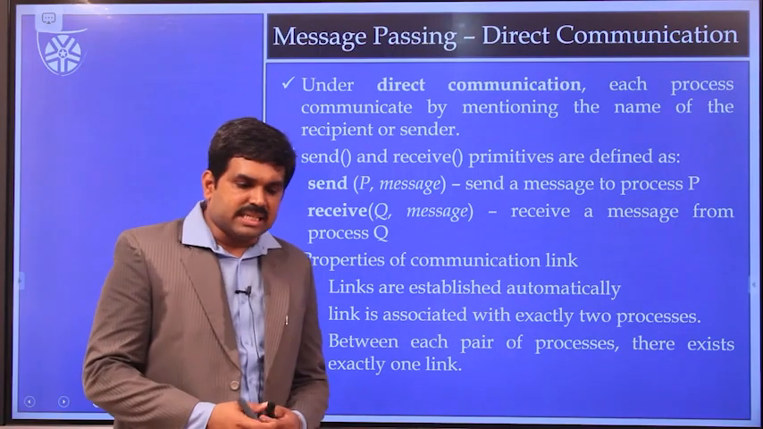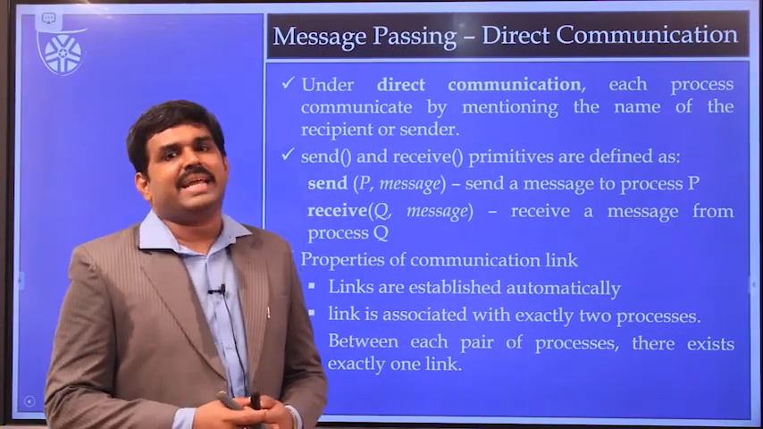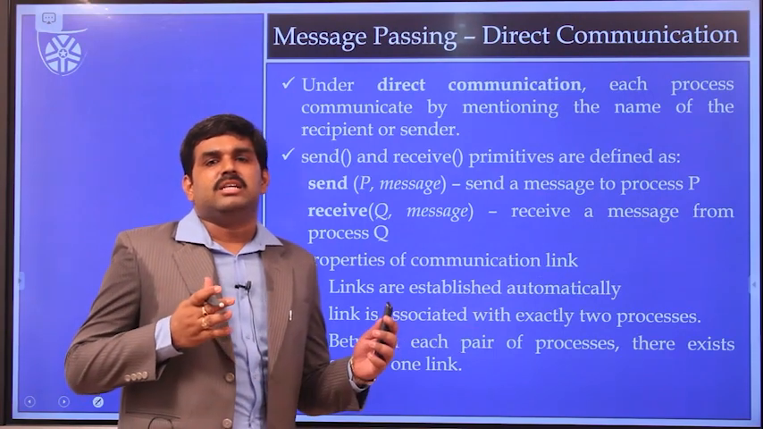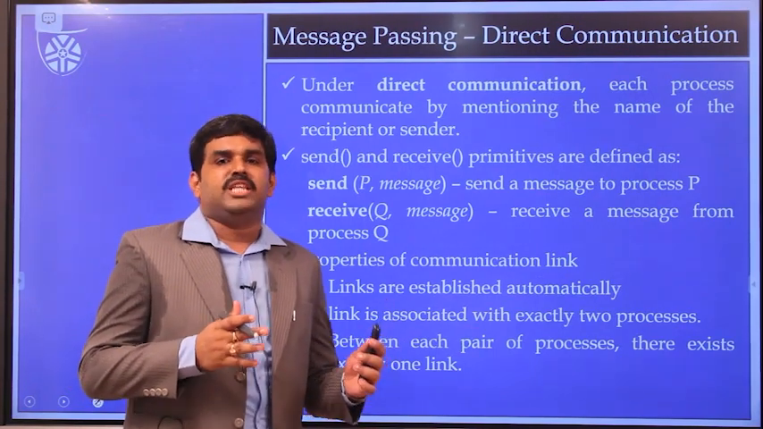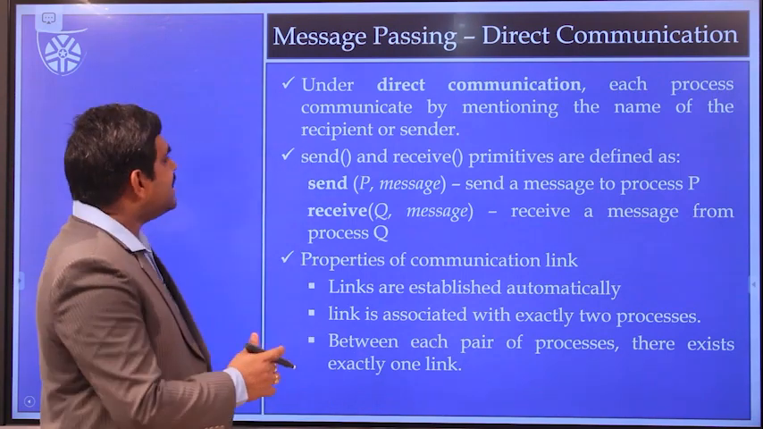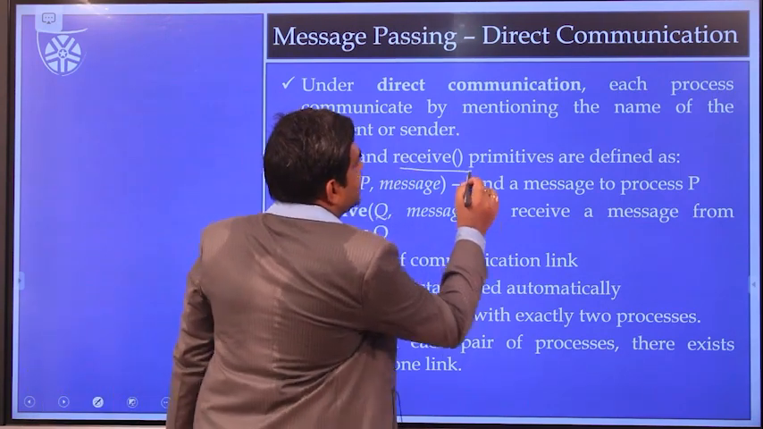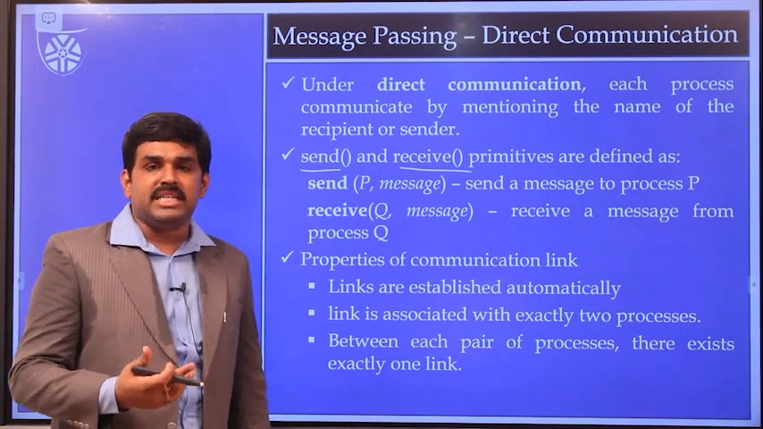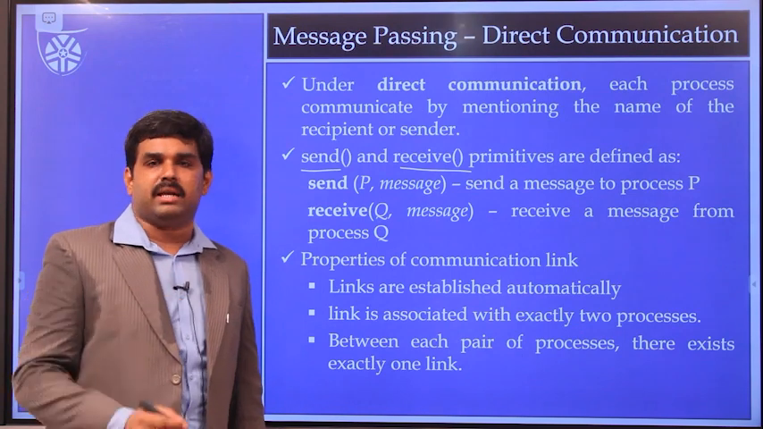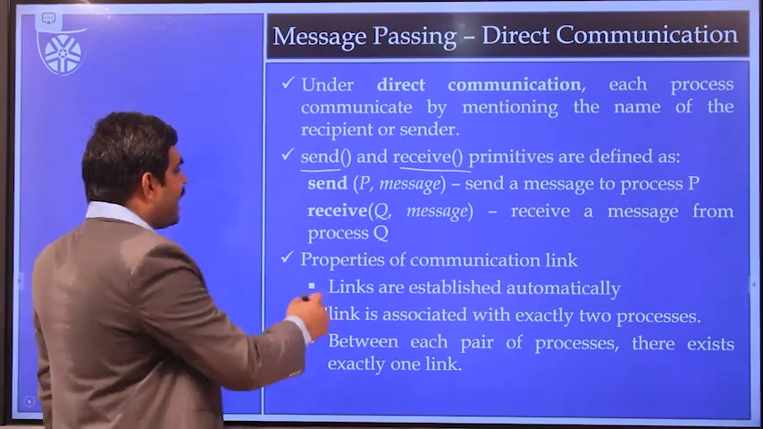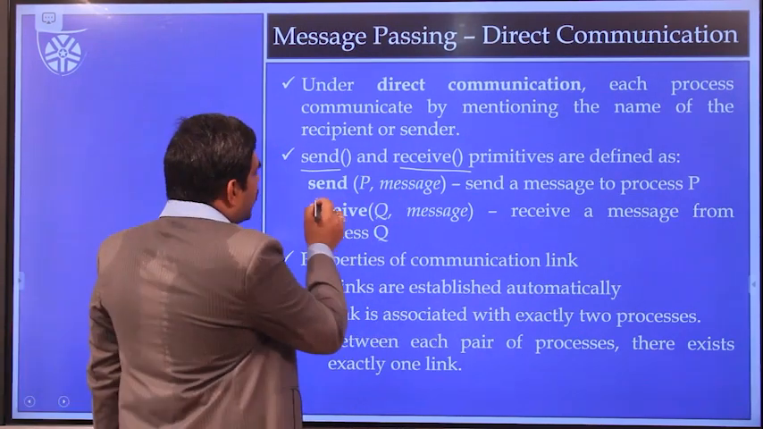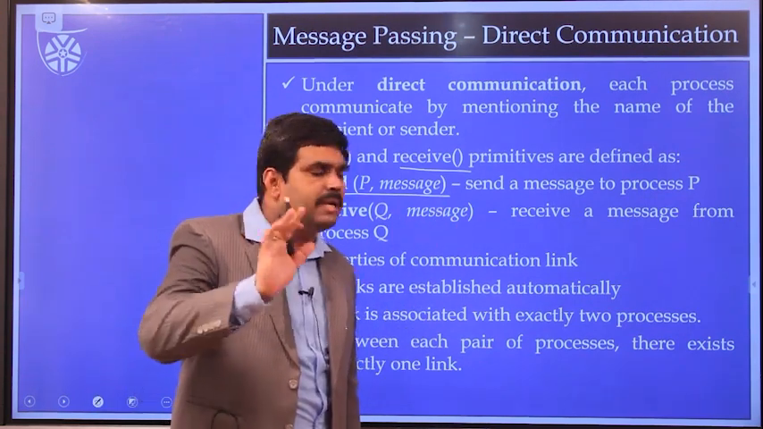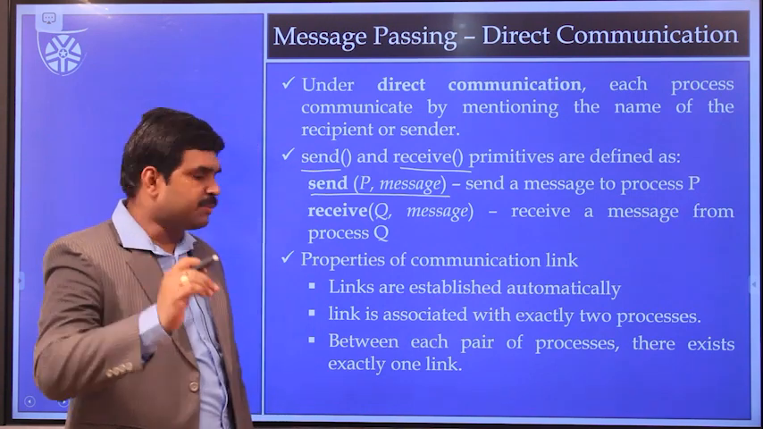Now, let us discuss direct communication. In direct communication, sender and receiver can directly share information with each other. In this scenario, send and receive are the two primitives, and they share information by mentioning the name of the particular process. Here, an example is send(P, message). What is the meaning of send(P, message)? Send a message to process P.